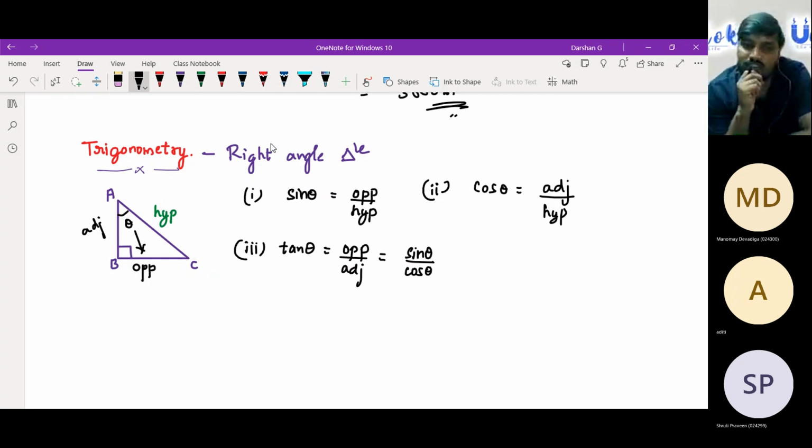Now, okay, sir, I got this point. Sine theta, cos theta, tan theta. Do we have any other? Yes, we have. It is reciprocal identities. We'll talk about that later. But I was just thinking, where do we use this?